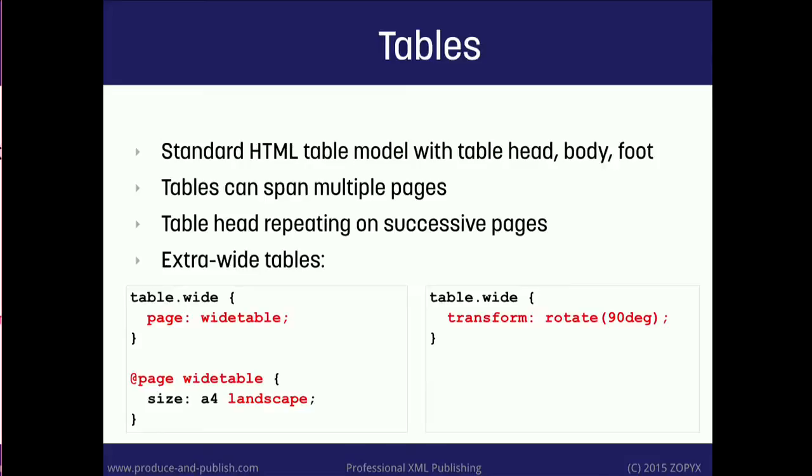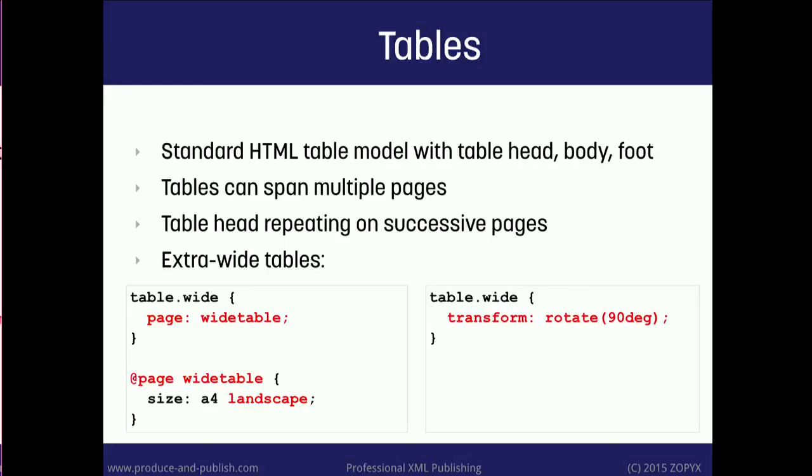Tables. All converters support rendering of tables: small tables, large tables, very wide tables. In general, the table model is as you know it from HTML: you have a head element, a body element, and a footer element. Tables can span multiple pages. And what all converters support is that if a table spans more than one page, then the header of the table will be repeated on the next page.